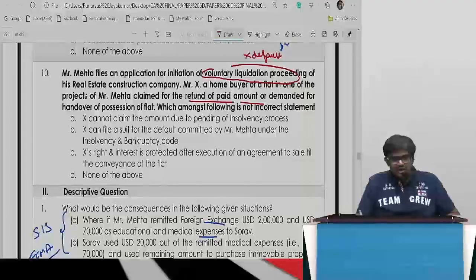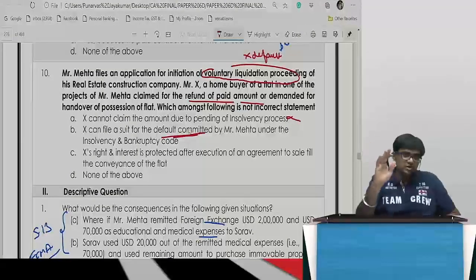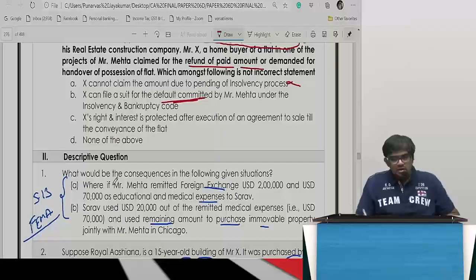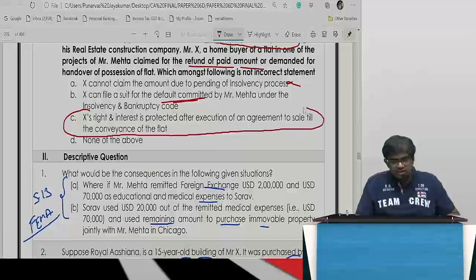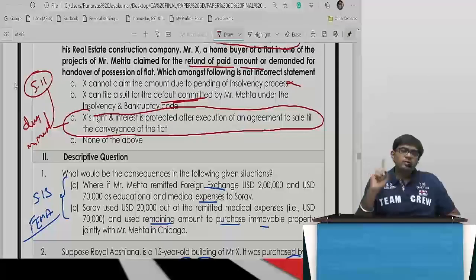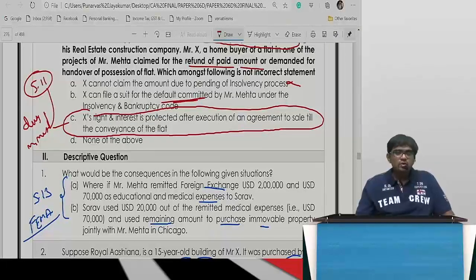Let's see. Cannot claim the amount due, wrong. Can file a suit for the default committed. Here Mehta has not committed any default because I told you voluntary liquidation can happen without any default. See here. The rights and interest is protected after the execution till the conveyance, because this is the duty of Mr. Mehta under section 11. Promoter's duty will be this fellow's. That is the home buyer's right.